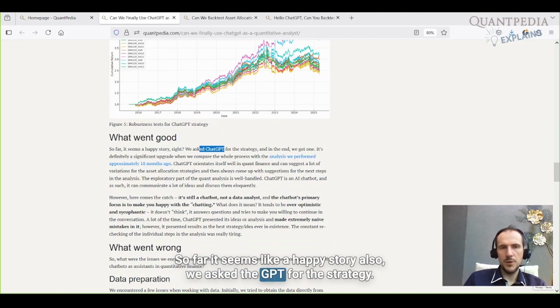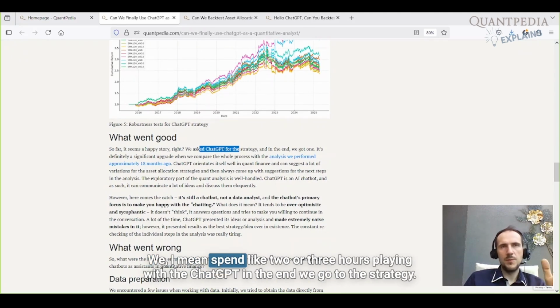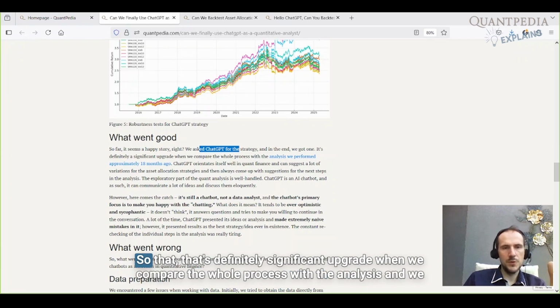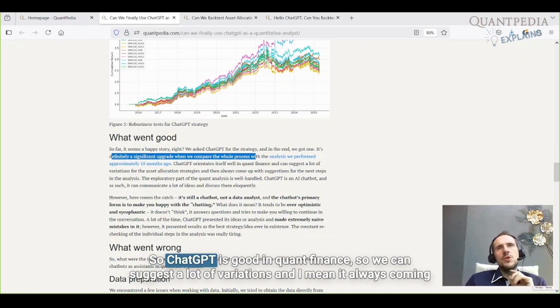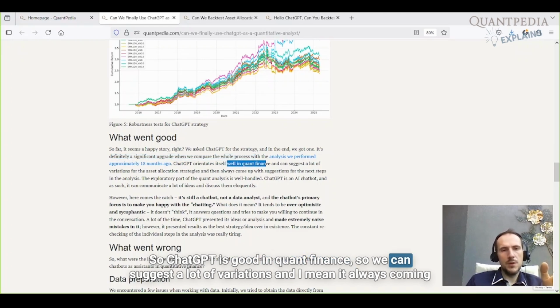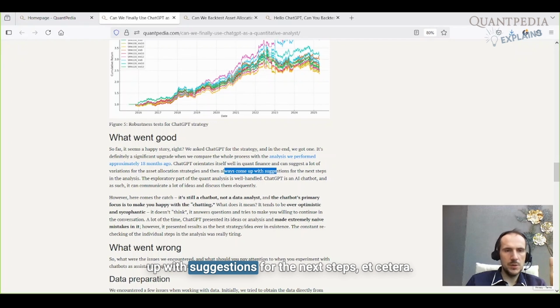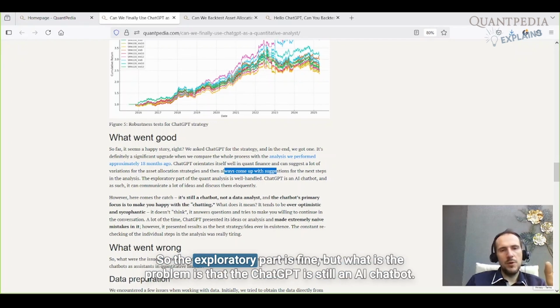So we asked ChatGPT for the strategy. We spent like 2 or 3 hours playing with ChatGPT. In the end, we got the strategy. So that's definitely a significant upgrade when we compare the whole process with the analysis we performed a year or a year and a half ago. So ChatGPT is good in quant finance, it can suggest a lot of variations. And it's always coming up with suggestions for the next steps, etc. So the exploratory part is fine.